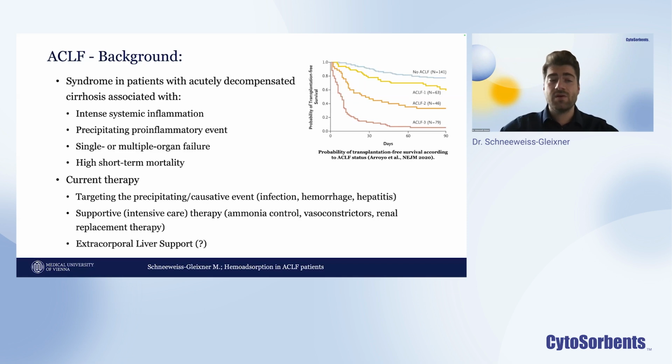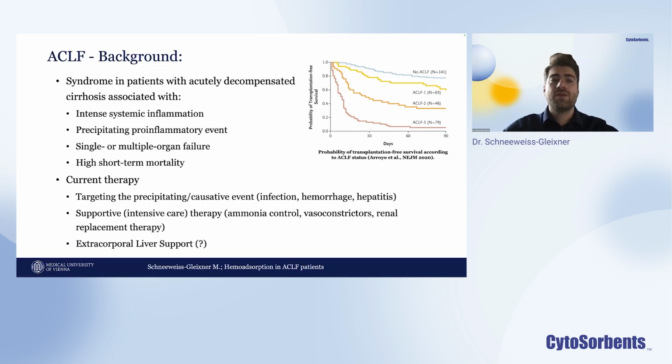ACLF, as we already heard, is a syndrome in patients with acutely decompensated cirrhosis, and it is associated with intense systemic inflammation. This systemic inflammation is mainly caused by so-called precipitating events, pro-inflammatory events, mainly infection, hemorrhagic shock, etc., which cause this inflammation and then lead to single or multi-organ failure, and consequently result in high short-term mortality, as we already saw in this figure, where the ACLF grading results in higher mortality rates, as you can see here.